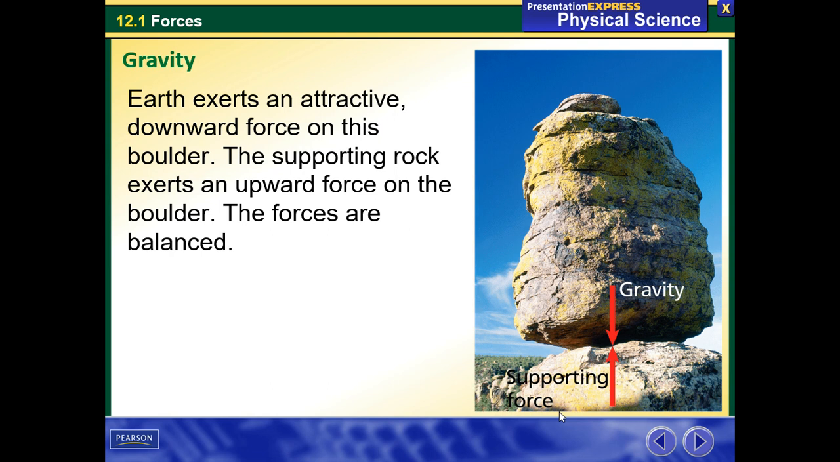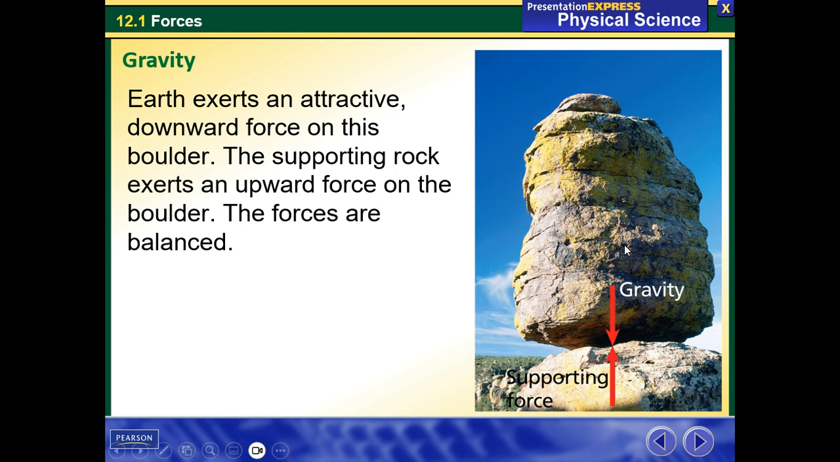Here is an image of a rock, and gravity is pushing down on this rock. So Earth exerts an attractive downward force on the boulder. You've probably heard the phrase, what goes up must come down, because gravity is pulling things down. Even as you're sitting in class or walking outside, you have gravity pulling on your body. For example, you can try to jump up and Earth is going to pull you back down.